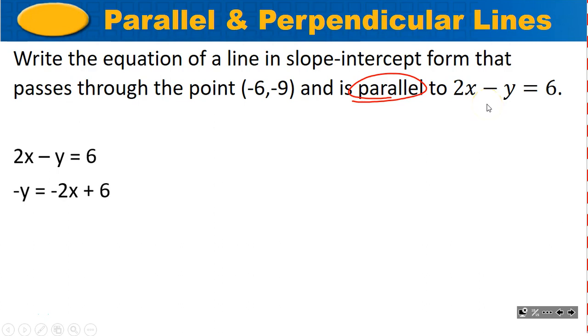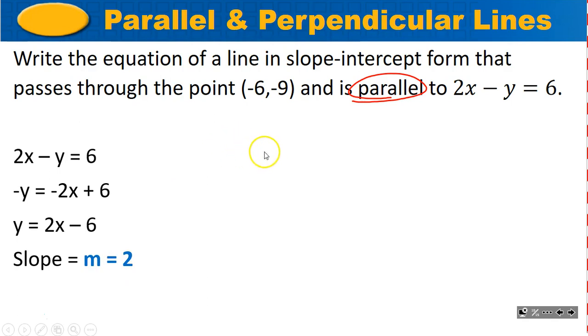So we're going to subtract 2x from both sides. Now this time we have a negative y. So that's really a negative 1, divide both sides by negative 1, and that's going to change all our signs. So now what we're going to do is pull the slope from this line. So m is equal to 2.